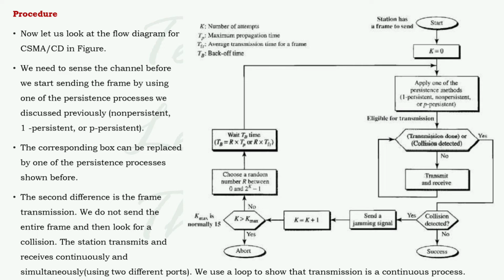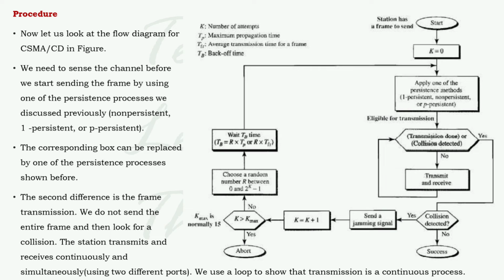We need to sense the channel before sending. Before we start sending the frame, we use one of the persistence processes we discussed previously: 1-persistent, non-persistent, and p-persistent. The corresponding box can be replaced by one of the persistent processes shown before. The second difference is the frame transmission. We do not send the entire frame and then look for a collision. The station transmits and receives continuously and simultaneously using two different ports. We use a loop to show that transmission is a continuous process. That's why this part is a continuous loop.